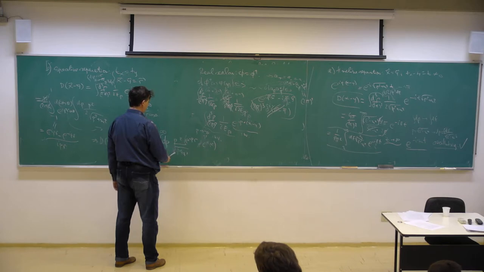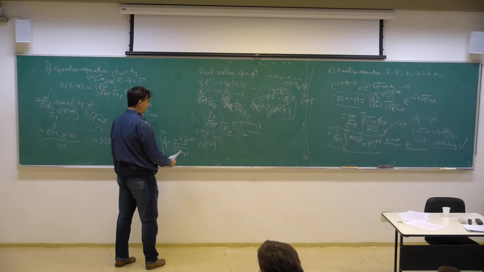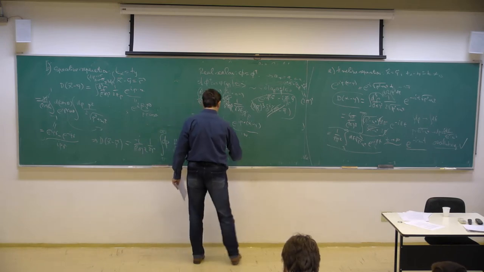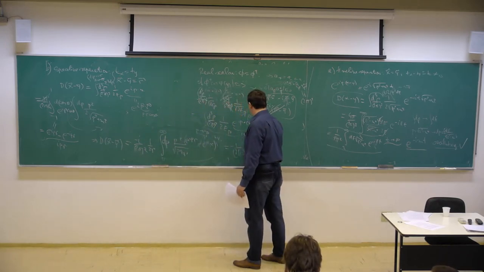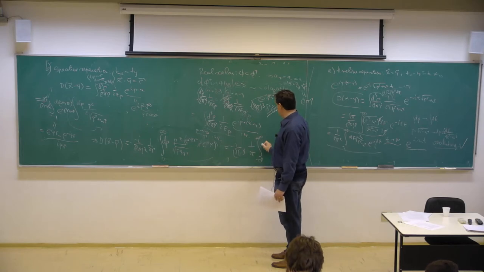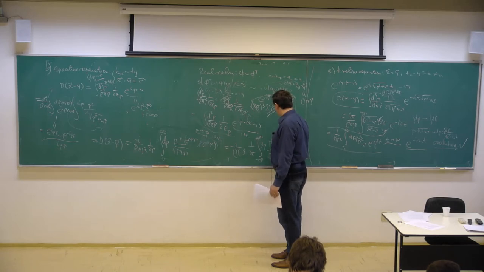But the point is that the first term in the integral over dp is from 0 to infinity. If I change the variable from p to minus p, then the second integral is from minus infinity to 0, right? So all in all, rewrite it again: minus i over 2 pi squared, 1 over 2r. The integral becomes from minus infinity to plus infinity, dp, p squared, e to the ipr, over the square root of p squared plus m squared.